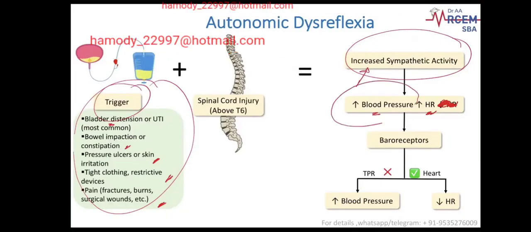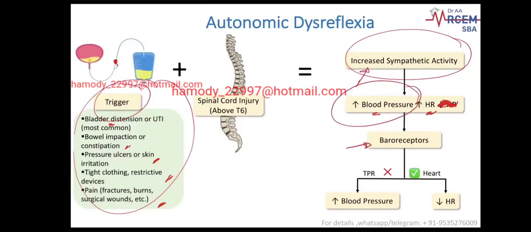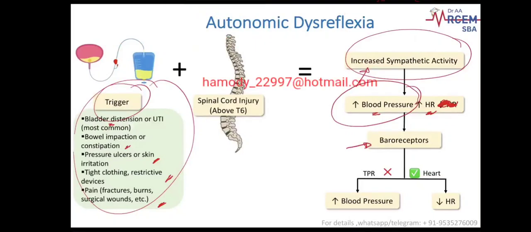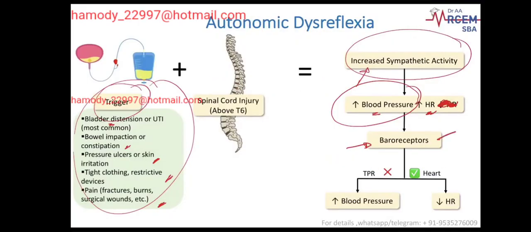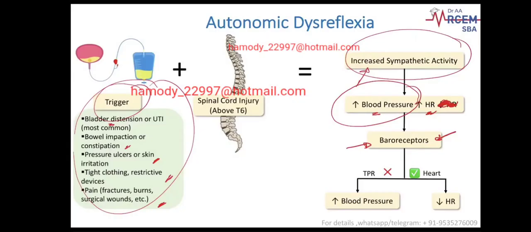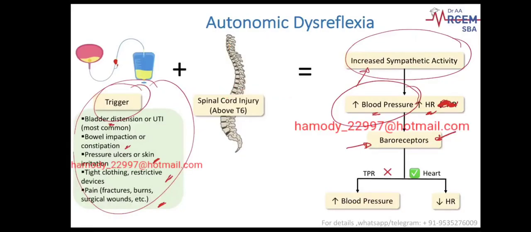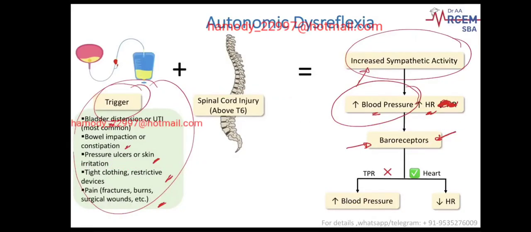The increase in blood pressure is picked up by baroreceptors. So your body realizes there is an increase in blood pressure, which is not required in this situation. Let me reduce the blood pressure. So the increase in blood pressure is picked up by the baroreceptors, sent to your brain, and your brain starts reducing it. How does it reduce? It wants to reduce the heart rate.